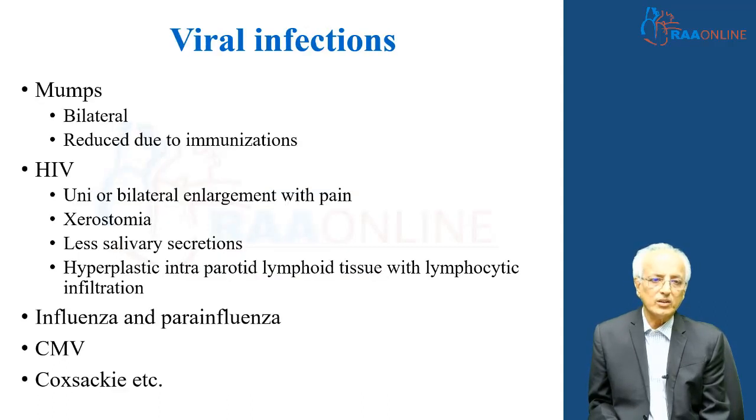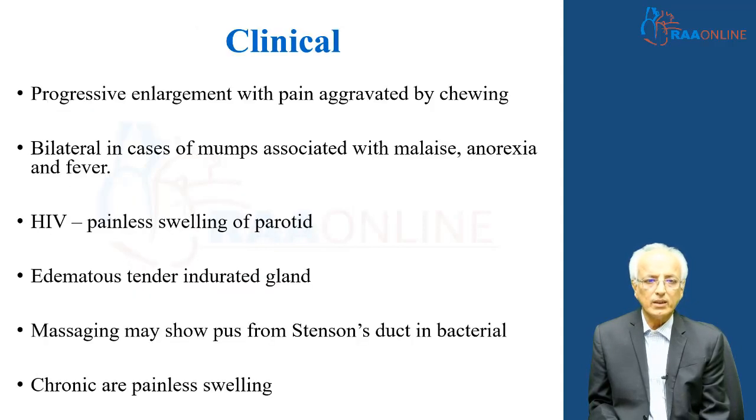Coming to viral infections, mumps, which is very common, bilateral, obviously we don't see it much after the immunization schedules. HIV produces unilateral or bilateral enlargement of the parotid gland without pain, causing xerostomia, less salivary secretion, hyperplastic intraparotid lymphoid tissue or lymphocytic infiltration. Other viral diseases are influenza, parainfluenza, CMV, Coxsackie virus.